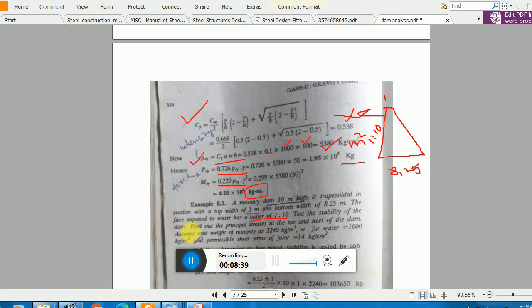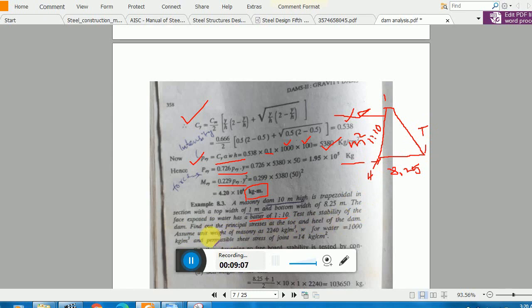Okay, you need to find out the sliding factor and you need to check overturning. Okay, you have just to check those things. Please watch part 1. Find out the principal stresses, sigma 1, tau, at the toe and heel. This is the toe, and this is the heel. Remember, this is heel and this is toe. So you must know what is heel and what is toe.